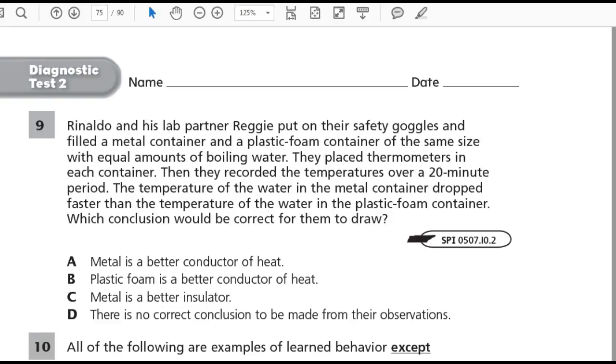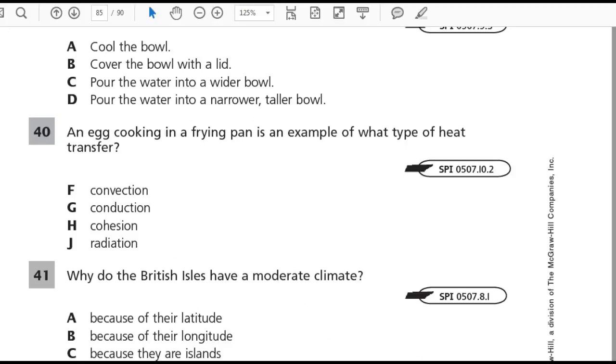Let's do another one. Let's do number 40. An egg cooking in a frying pan is an example of what type of heat transfer? Convection, conduction, cohesion, or radiation? Now, let's get rid of the crazy one. Which one do you know for sure is not one of the types of heat transfer? Yes, cohesion. Cohesion talks about matter sticking to each other. So we're not talking about cohesion here.